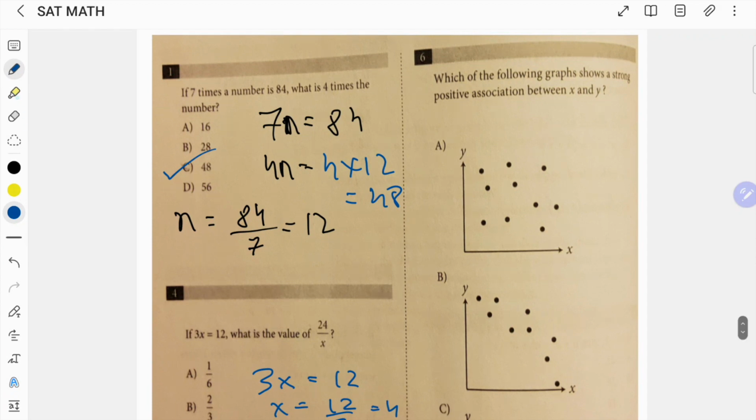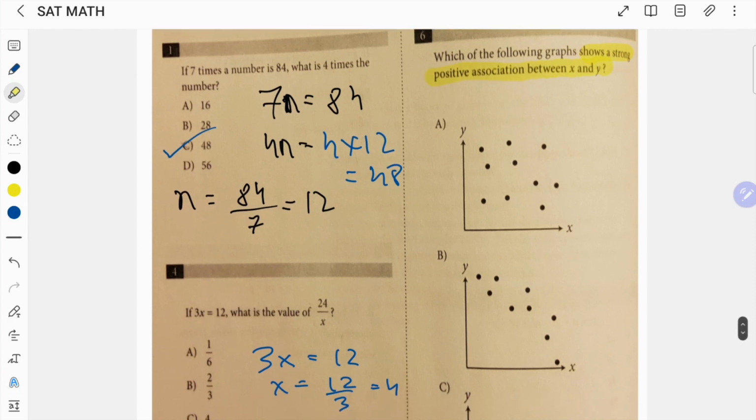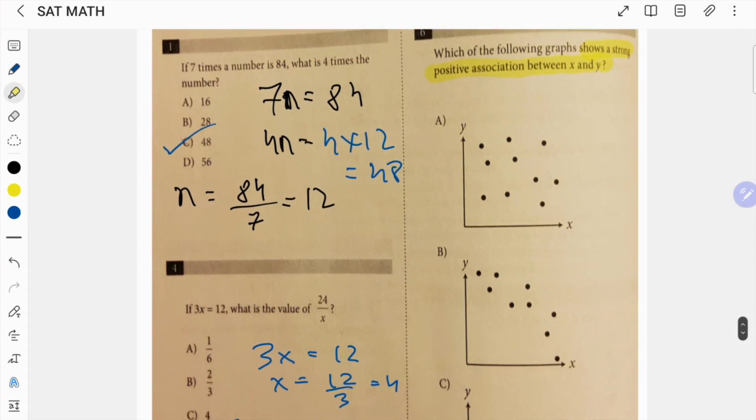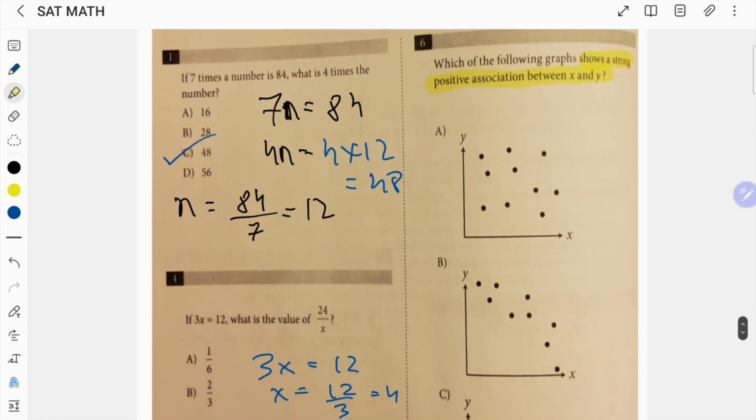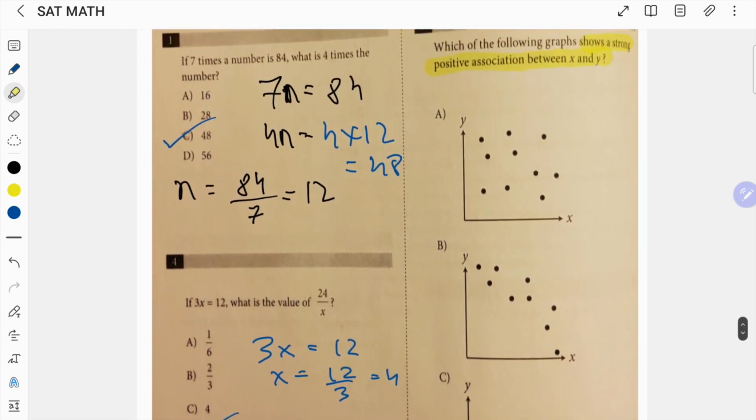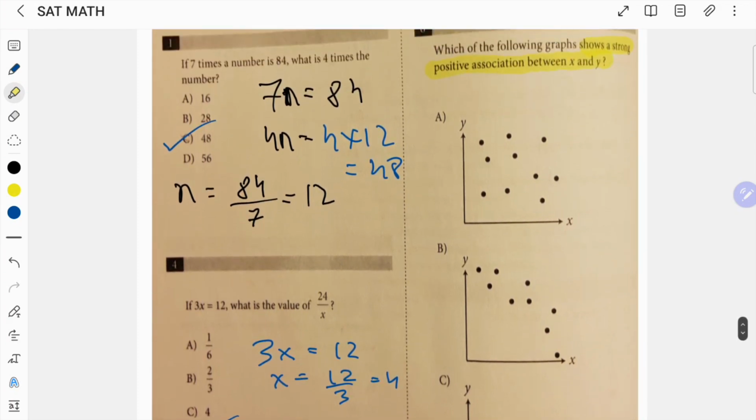Alright, so this one is a tough one. Which of the following graphs shows a strong positive association between x and y? So here it's showing the relationship between x and y is really positive and in a strong manner. Basically, if you take x and y in an equation, it'll go really high and progressive in a positive way. It's given here positive, so it'll be upward, strong and upward.